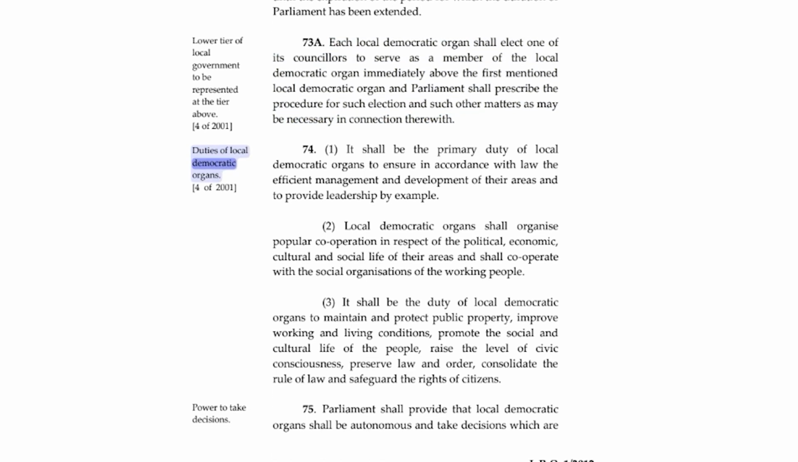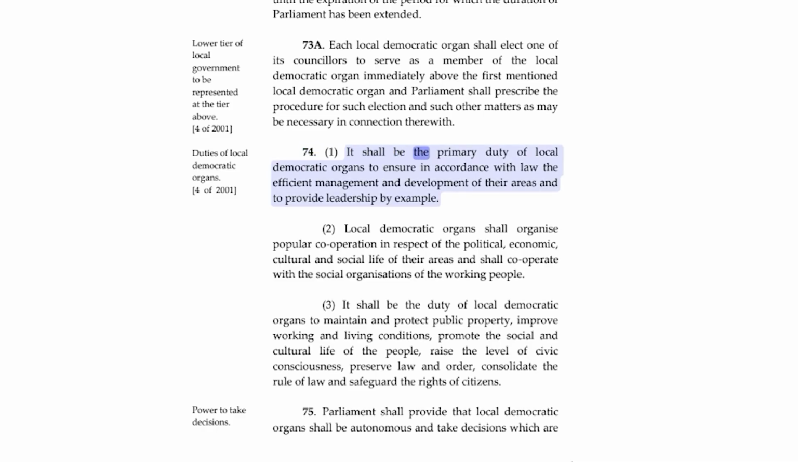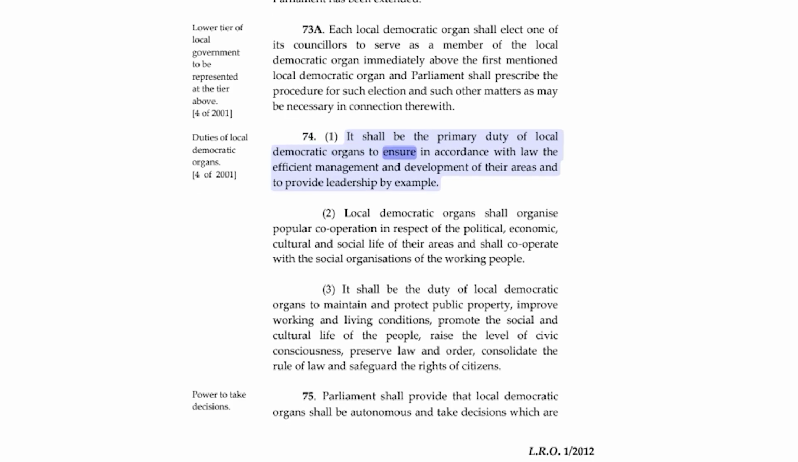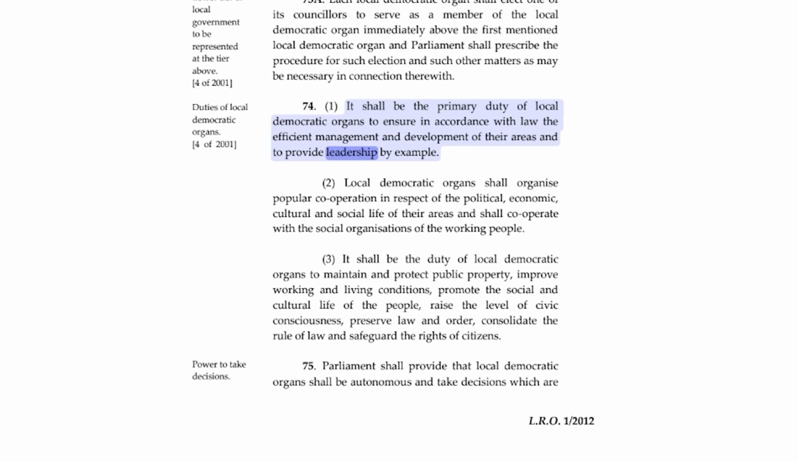Duties of local democratic organs. 4 of 2001. 74. 1. It shall be the primary duty of local democratic organs to ensure in accordance with law the efficient management and development of their areas, and to provide leadership by example.